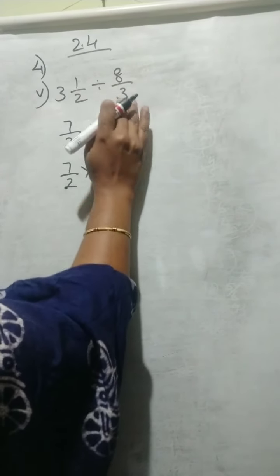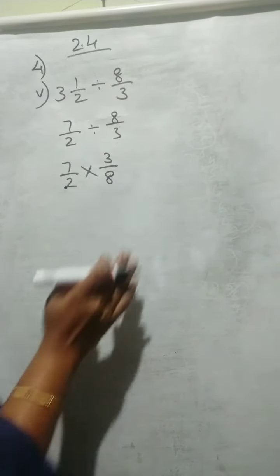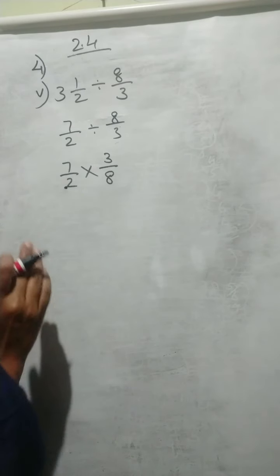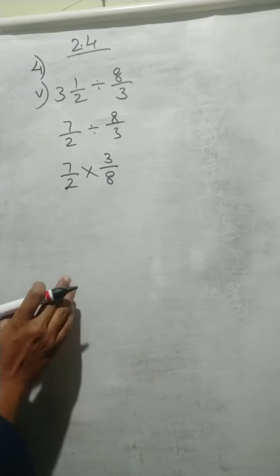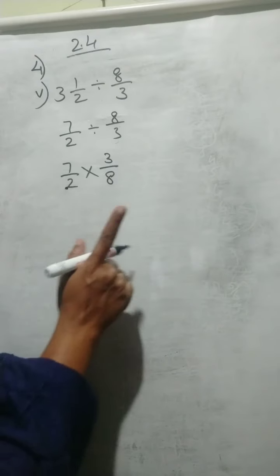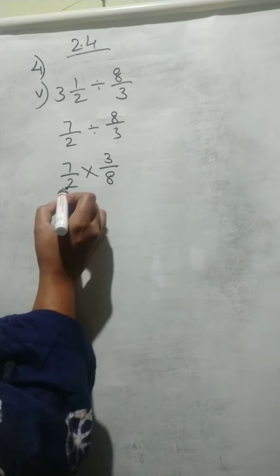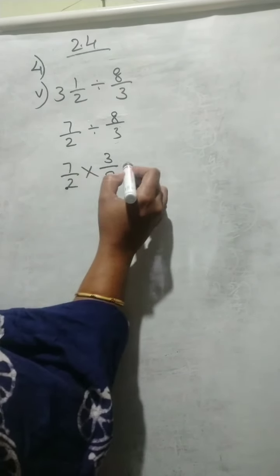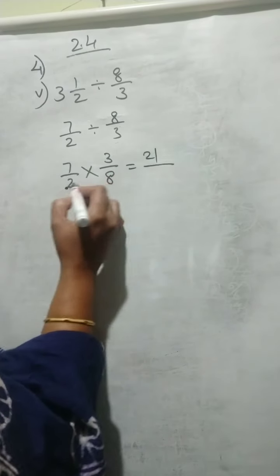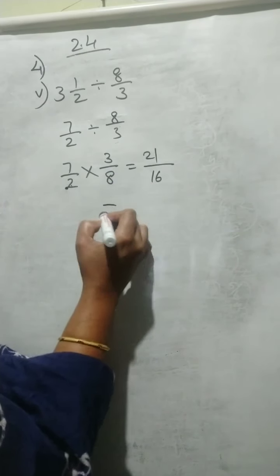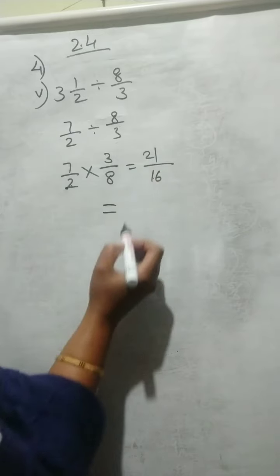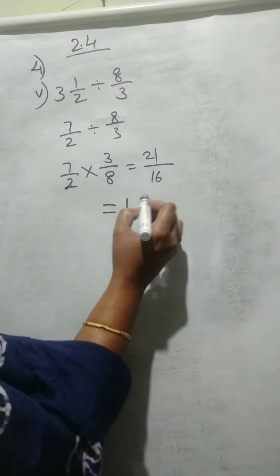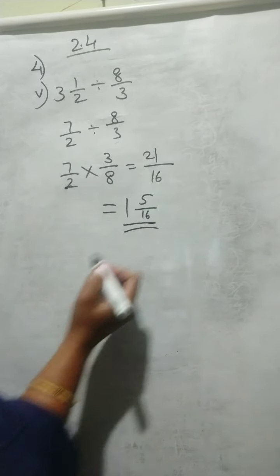Then only we will get the answer. We have studied that the product of reciprocals always will be 1. Then 7 3s are 21. Then 2 times 8 is 16. How many 16s are there in 21? 1. 5 will be the remainder. Then 1 and 5 on 16.